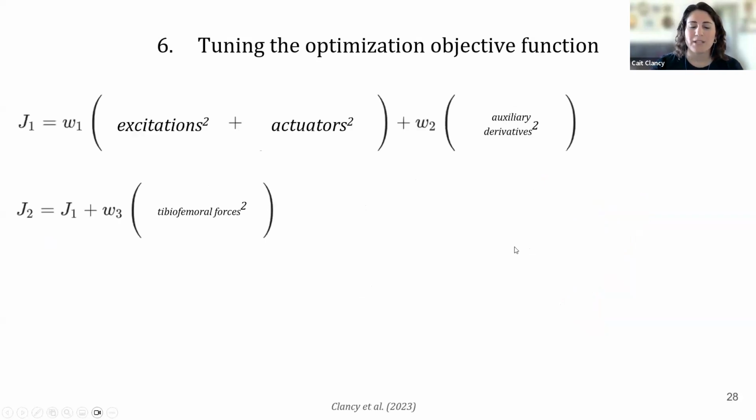Finally, we get to the last best practice, which is tuning the optimization objective function. So here are the objective functions that we looked at in the first part of the talk. And when I look at these functions, one of the biggest unknowns is these weights, and it's how do we pick these weights? So we're going to dive into that a little bit right now.